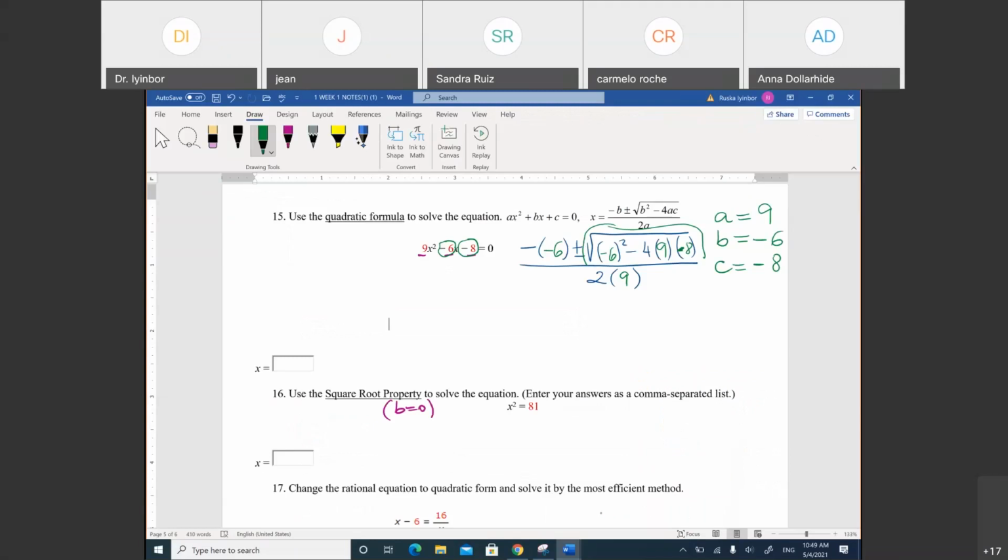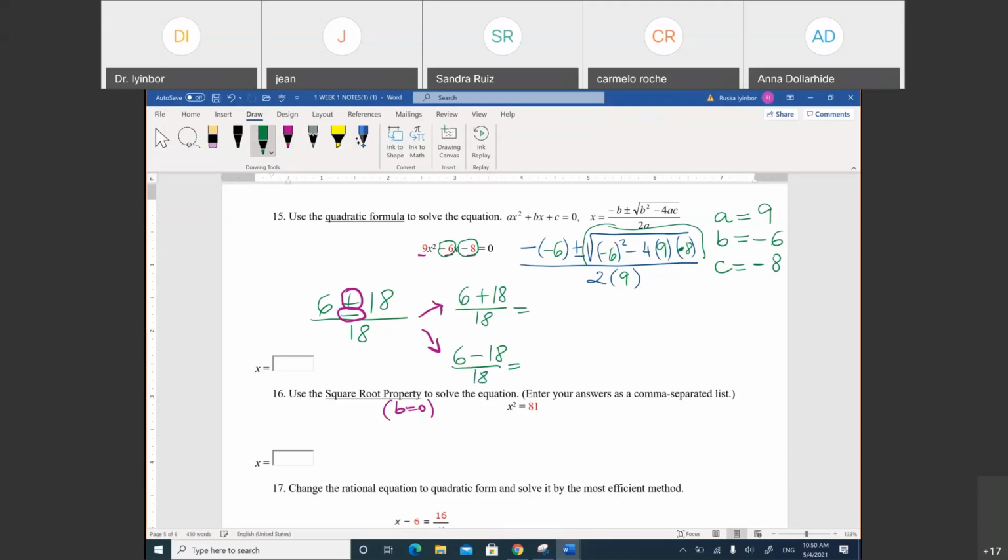-6 is going to be +6. Plus or minus 18, the square root is 18. And then everything is over 2 times 9, which is 18. Now, this plus and minus here are going to give me the two answers. So from here, we're going to split. You're going to do plus and you're going to do minus. So the first solution is when I do 6 plus 18 over 18, and when I do 6 minus 18 over 18.